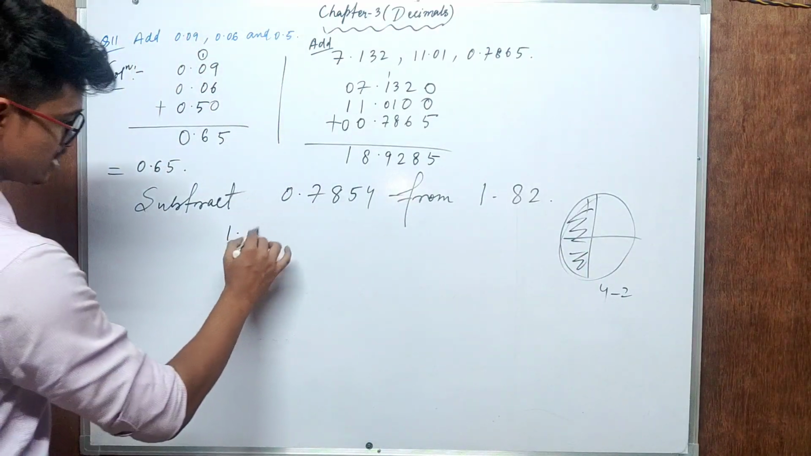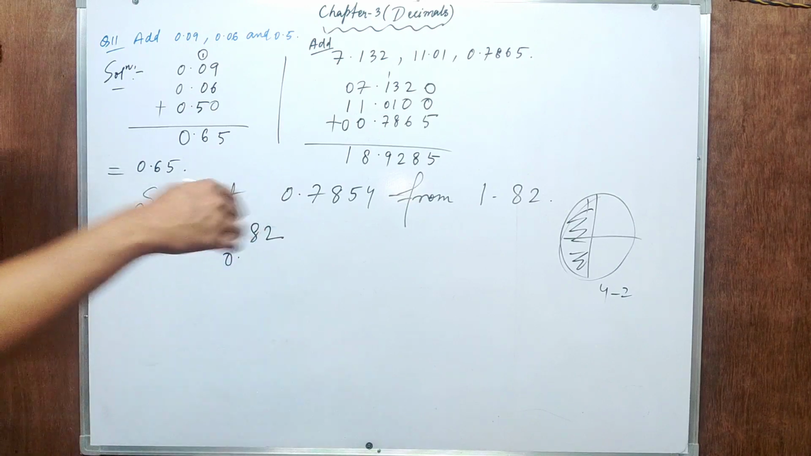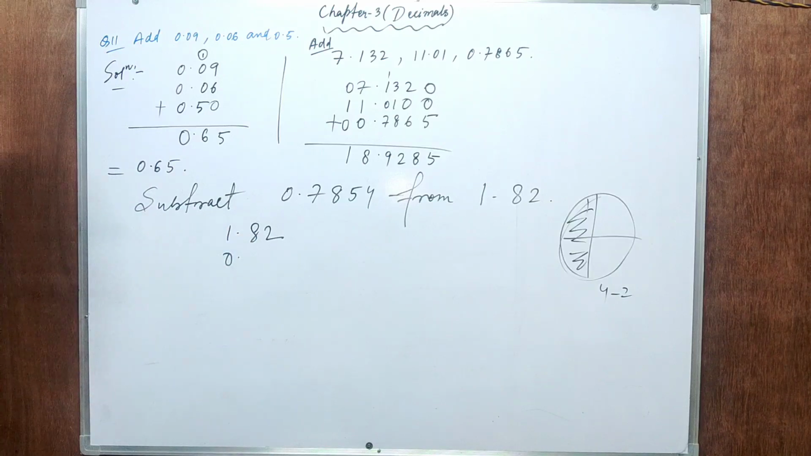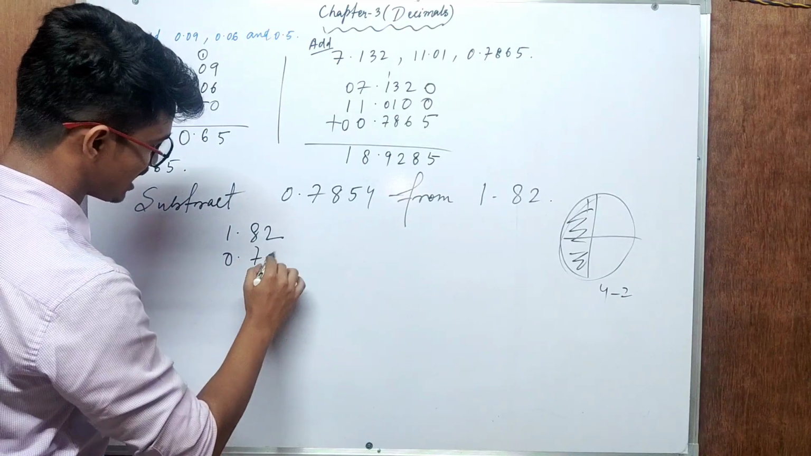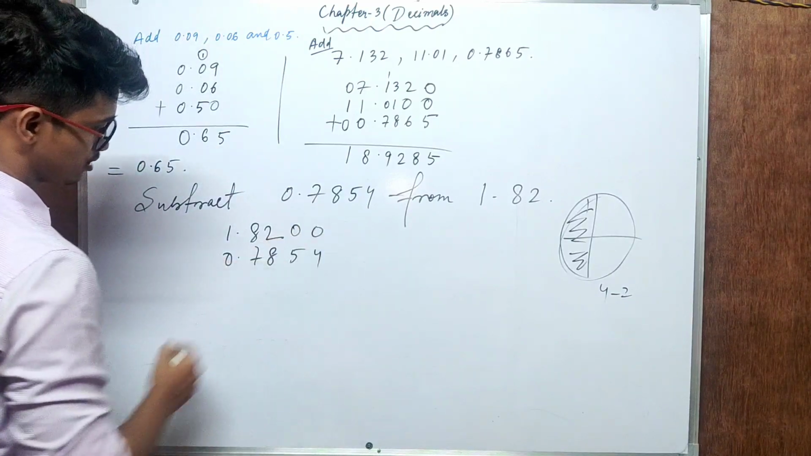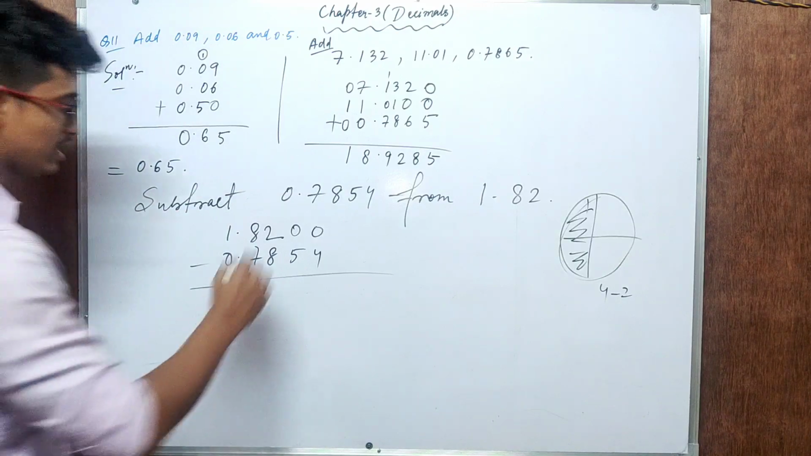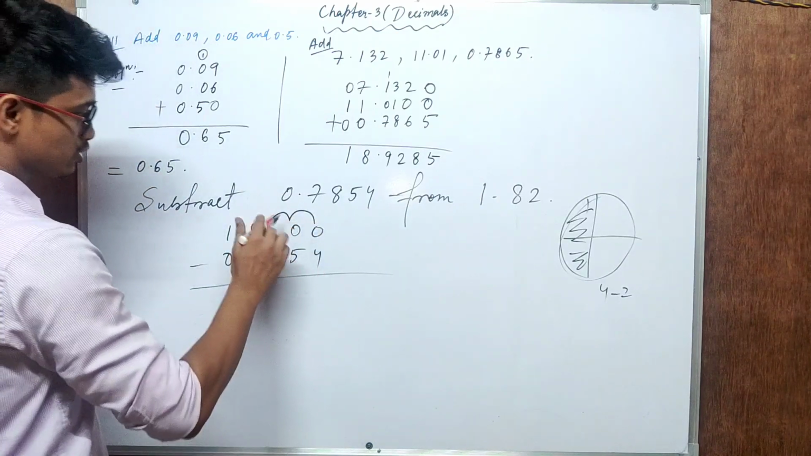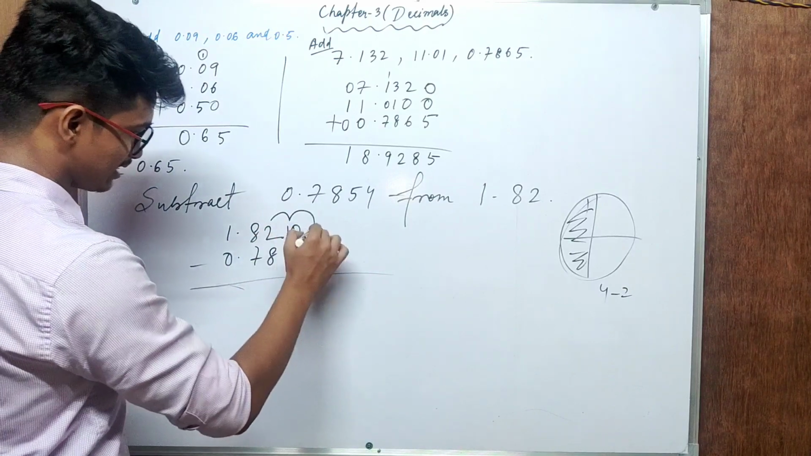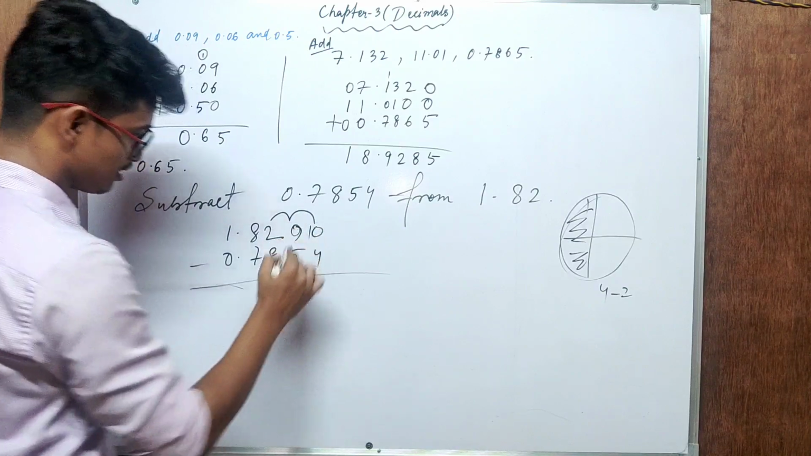So 1.82 will be the bigger number, and there is 0 point. As I have told you, after the point, the points will be in one line. All right. So 0.7854. How many vacant places are there? 2. So put 0 0, and then we have to subtract. So what we have to do, we have to borrow across these numbers, right? So from 2 I just borrow 1, so it will become 10, and then 1 it will become 10, and it will become 9, right?